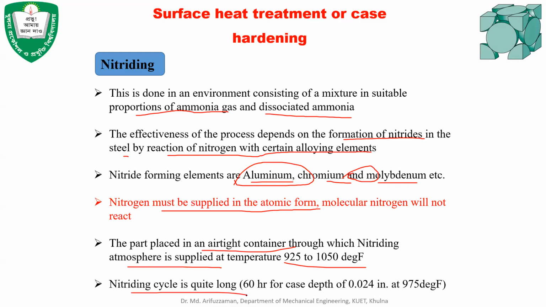And the nitriding cycle is quite long. It takes a very long time, like 60 hours for a case depth of 0.024 inch at 975 degrees Fahrenheit. So it is a very time consuming method, and the properties are obviously better compared to carburizing. Okay, it takes a longer time, but the hardness properties are improved.